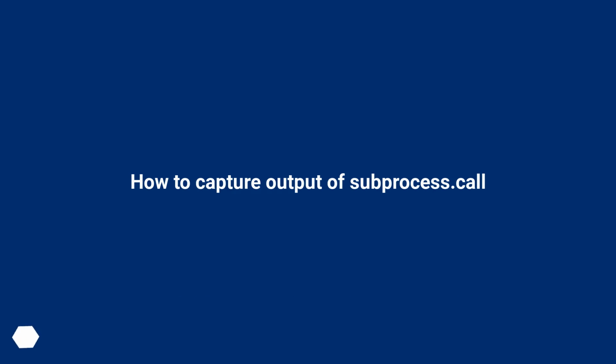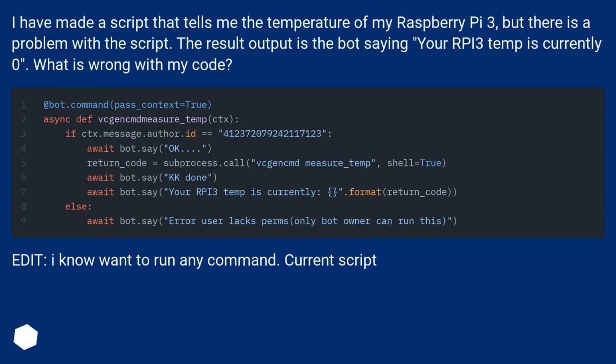How to capture output of subprocess.call. I have made a script that tells me the temperature of my Raspberry Pi 3, but there is a problem with the script. The result output is the bot saying your RPI3 temp is currently 0. What is wrong with my code?